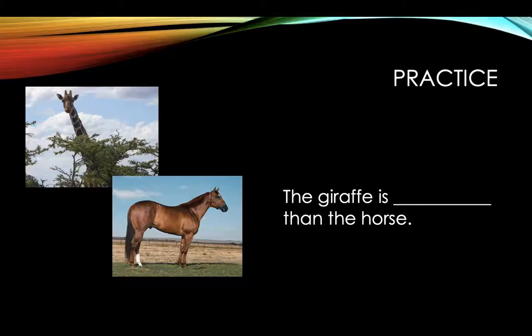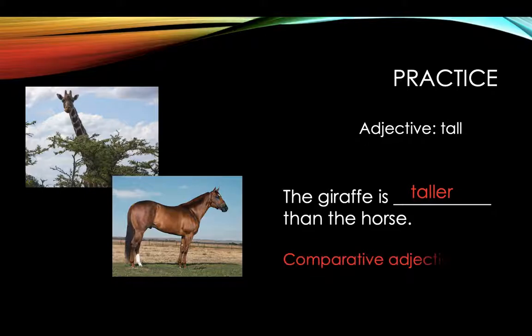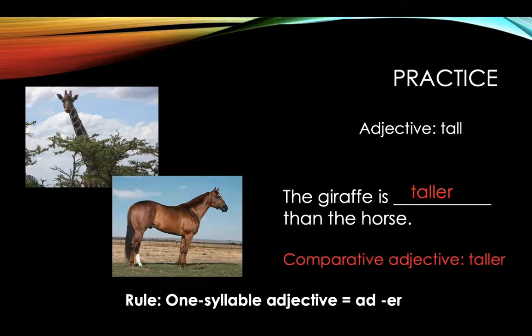So we're going to practice. So we have a picture of a giraffe at the top and a horse at the bottom. The giraffe is blank than the horse. The adjective I want to use is tall. Okay, so tall is one syllable. So the rule for that would make it taller, because it's one syllable adjective. So all we do is add ER. And apologize for my misspelling of add. It should be ADD. But it becomes taller. So the giraffe is taller than the horse.